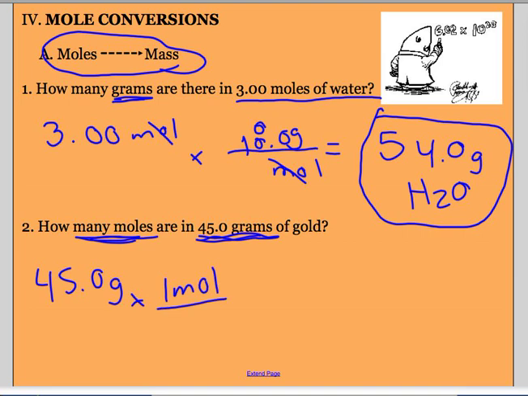Now, I need something where moles is on top and grams is on the bottom. It's still the molar mass. The only thing that's different is we're putting it on the bottom, so we divide by it. But it's the same exact thing. So what we need to do is look up on the periodic table, what does gold weigh? And if you look that up, it's 197 grams in a mole.